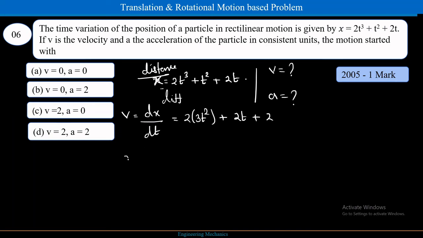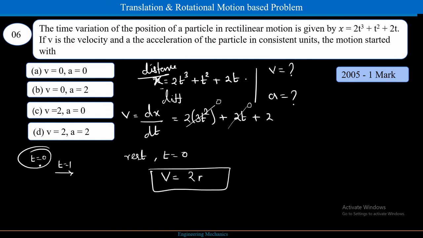When it is started, it means the object was at rest. At rest, what is my time? At time t equal to 0. If I have an object here, at t equal to 0 and t equal to 1 it has some velocity, but at t equal to 0 what will I have? My initial velocity v, if t is equal to 0, these terms are 0 and it is also 0. So what I get here is 2 meter per second. Fine, my answer may be C or maybe D, but I am not sure.